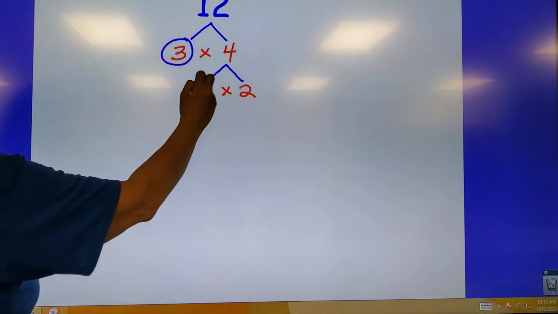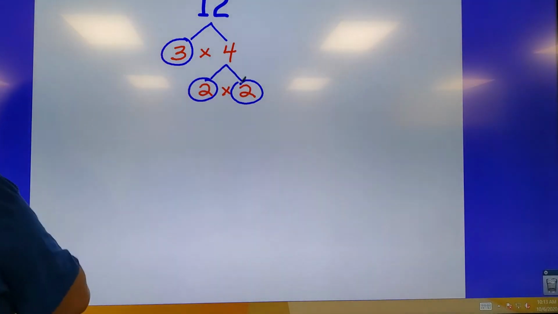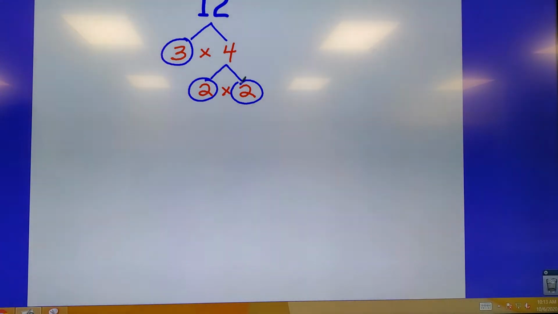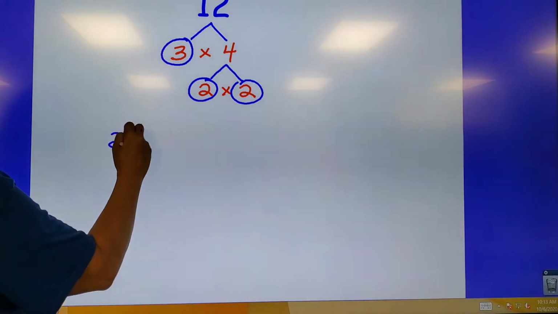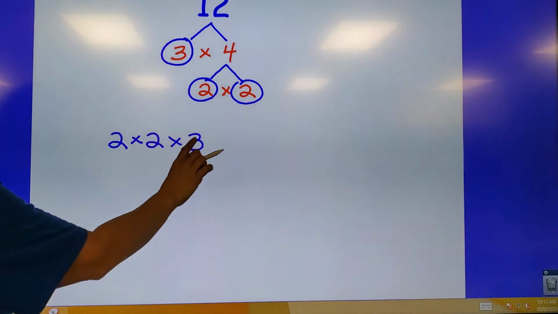Is 2 prime? Yes, it is. This 2 is also prime. So I'm finished. I have stops everywhere. I cannot continue the tree. So I have 3 prime numbers here: 2 times 2 times 3. 2 times 2 is 4. 4 times 3 is 12.